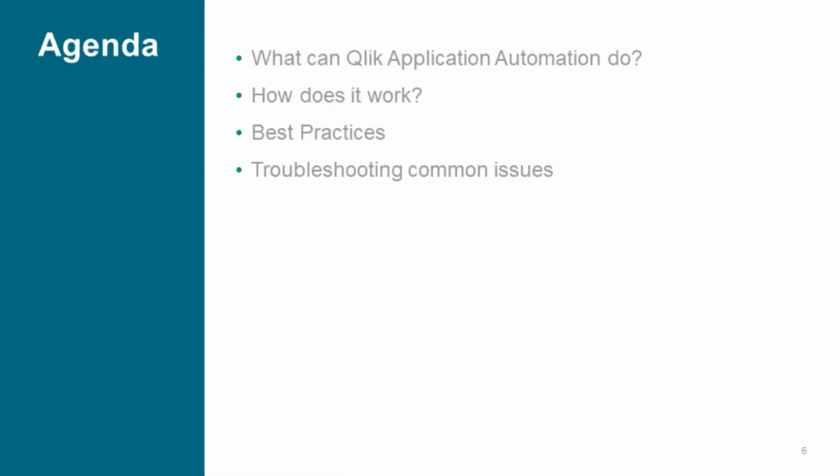All right, today we're going to be talking about what Qlik application automation does and how it works. We'll get to see a little bit of a demo there, some best practices, and really we're going to be focusing a bit on how to troubleshoot common issues and what to do when things don't go as expected. Jeff, for those of us who aren't familiar, can you tell us a little bit more about what application automation can do from a high-level overview?